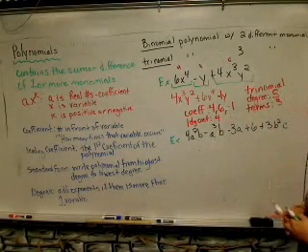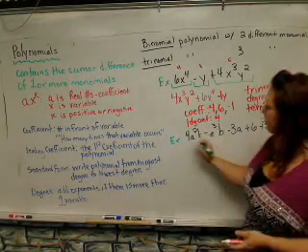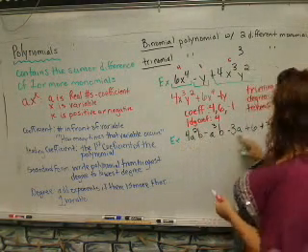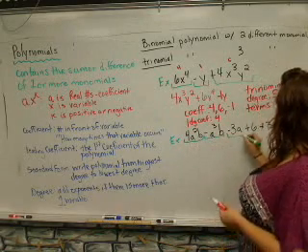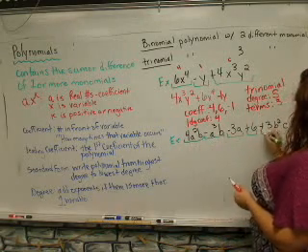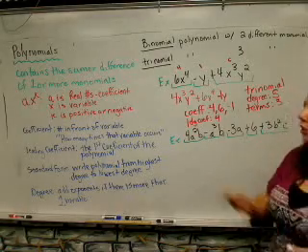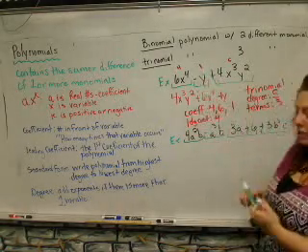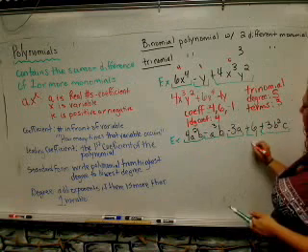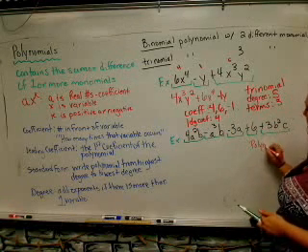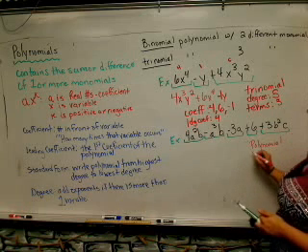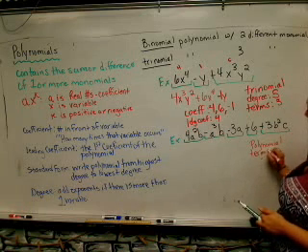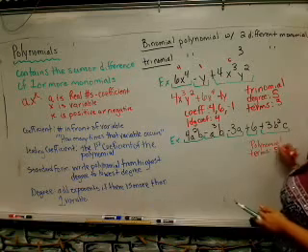Another example. This is a polynomial, okay, broken up into 1, 2, 3, 4, 5 monomials. So it's bigger than bi and tri. So we simply just say it's a polynomial. All right, how many terms does it have? We just decided that it has 5 terms.